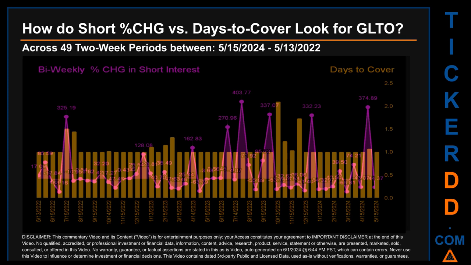Other interesting data points include: the largest percentage increase in short interest was 403.77%. It occurred once on July 31, 2023 settlement date. The largest percentage decrease in short interest found across those 49 2-week snapshots was minus 68.16%. It occurred once on June 30, 2022 settlement date. The average days to cover was about 1.07. The biggest days to cover was 2.1 and it happened once on October 13, 2023 settlement date.